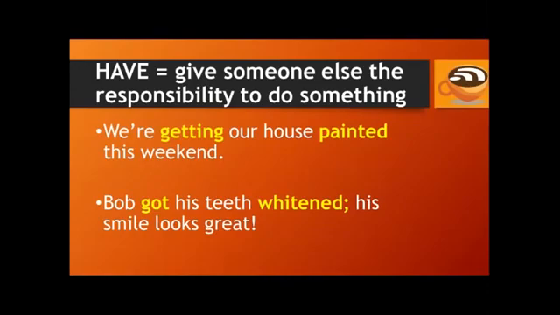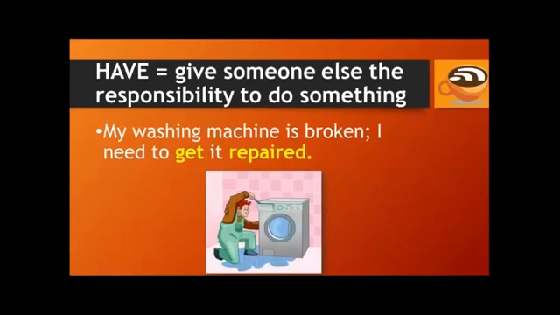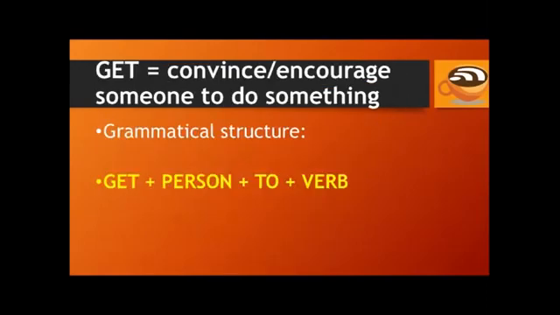Bob got his teeth whitened. His smile looks great. My washing machine is broken. I need to get it repaired. We can also use the verb get to mean convince or encourage someone to do something, and the grammatical structure is get plus the person plus to plus the verb.